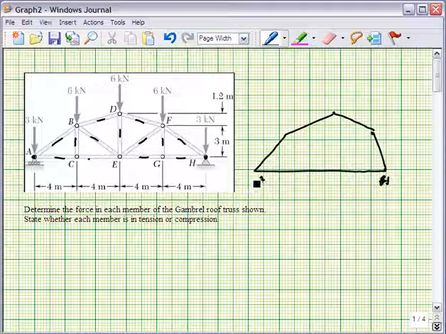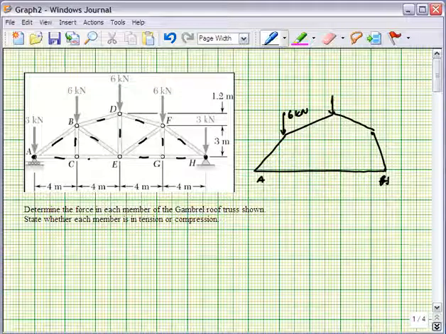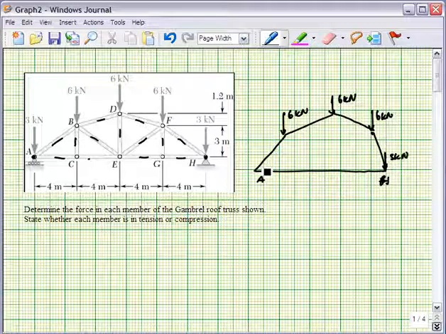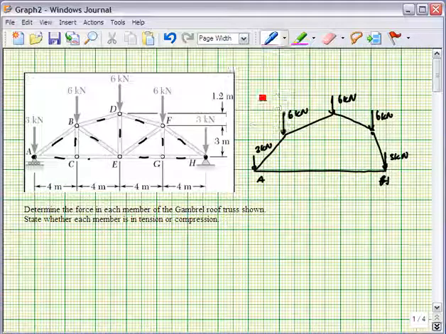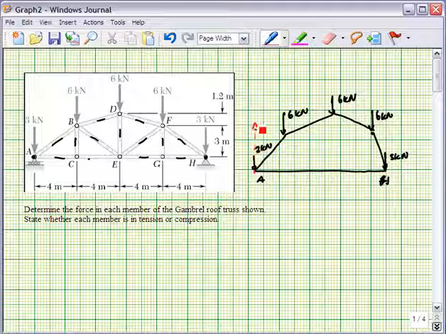The free body diagram is not that great, but you get the picture. So that's 6 kilonewtons, that's another 6 kilonewtons, and that's another 6 kilonewtons. There's 3 kilonewtons here, there's 3 kilonewtons there. My coordinate system is out here.